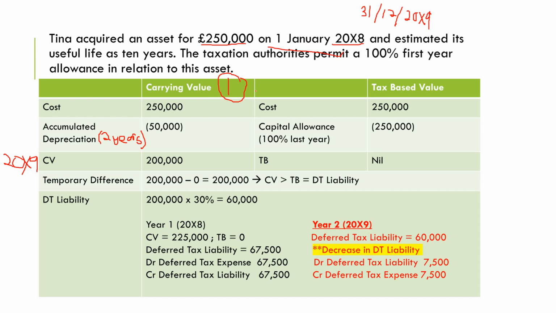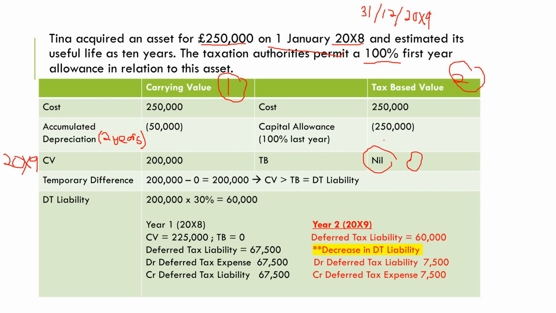Let's look into the tax base. So this is step number 2, to find the tax base value of the asset. The cost is still the same. The initial cost is 250,000, but now the only difference is that this is your second year. Last year you have already depreciated 100% for this capital allowance. So last year you have already claimed the maximum 250,000. So for this year it's nil.